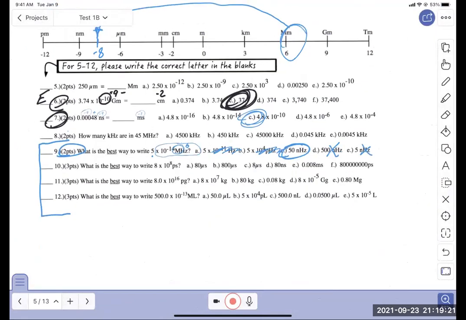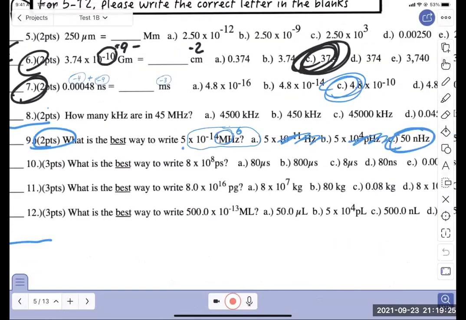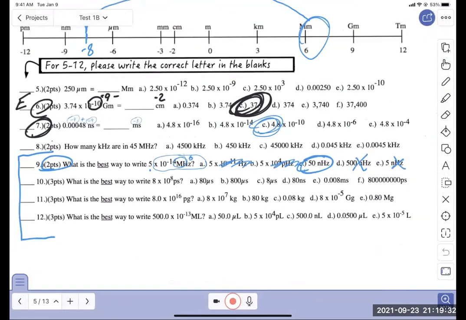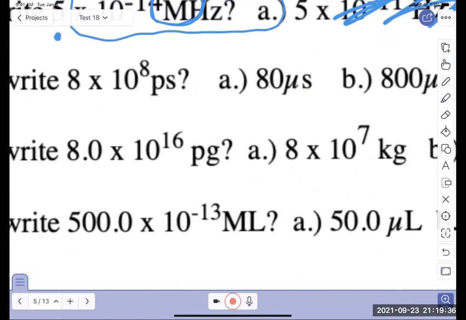Okay. Hey, let's do one of these best way to writes, because that always bothers people. I feel like I owe it to you since I messed up on number 6. Let's go to 12. What is the best way to write 500 times 10 to the -13th megaliters?